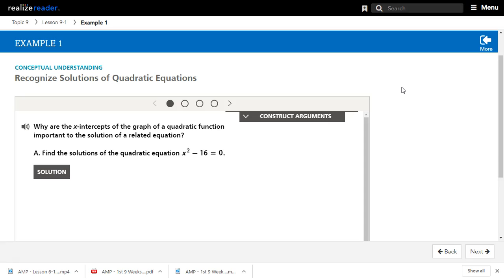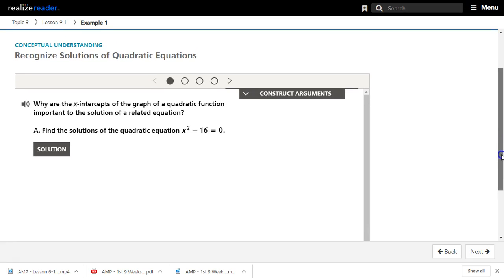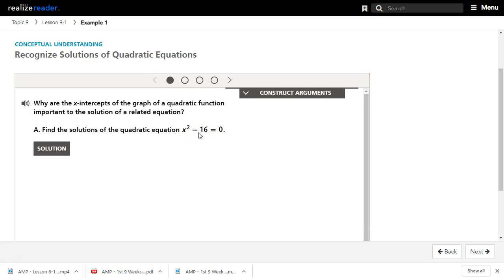So, before we do this, how would we work that? Just without graphing. We would add 16 over, right? Okay. And then how do we get rid of a square? Take the square root of both sides. And what is the square root of 16?